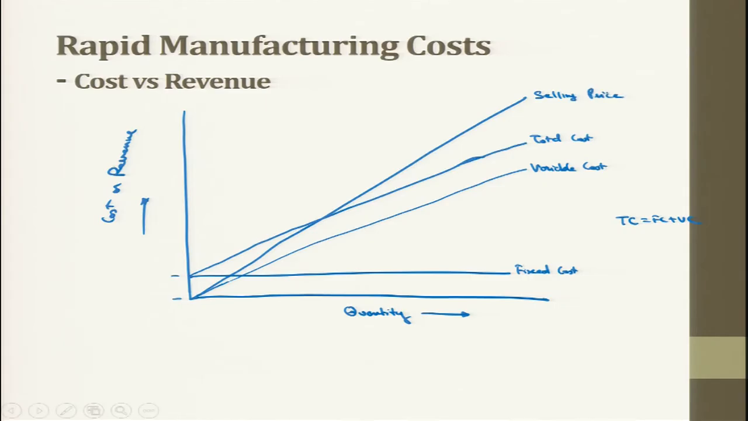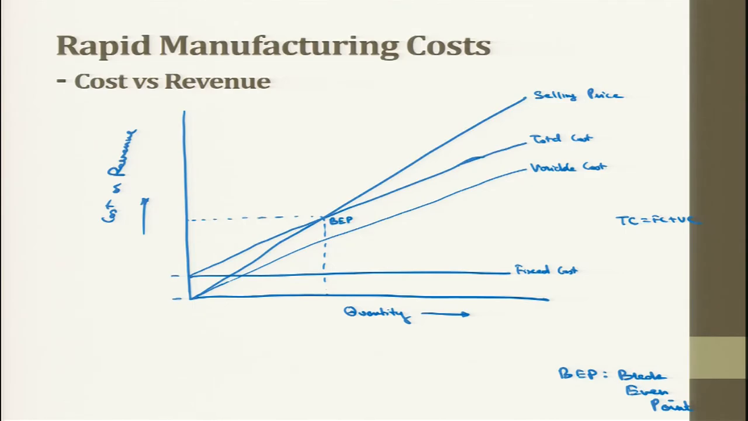So, this point at which the total cost that is incurred, if you see, this total cost is a cost that is incurred, and selling price is what we are getting back from the market. So, this point is known as break even point. This is known as BEP, where BEP is break even point. Now, this is generally in traditional manufacturing.